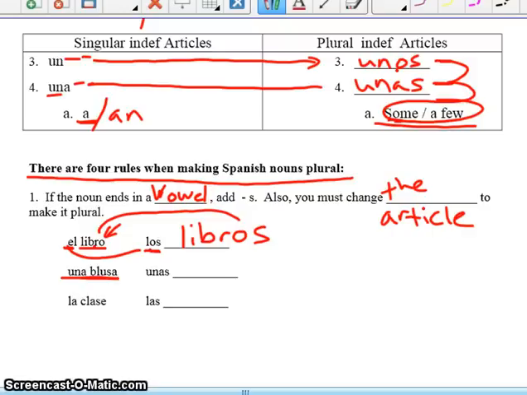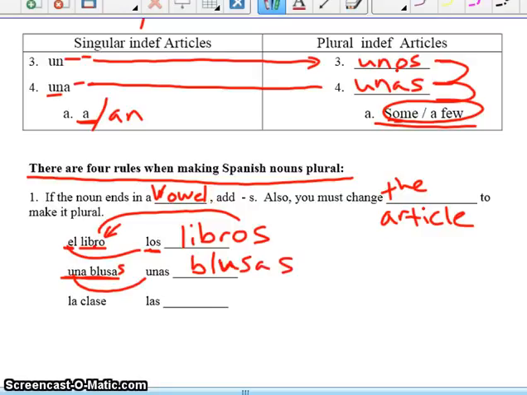Here's the word for blouse, that's a cognate, a blouse. Una went to unas, and then we simply add an S to blusa: unas blusas. Whoops, I'm spelling that completely wrong. It's Friday.